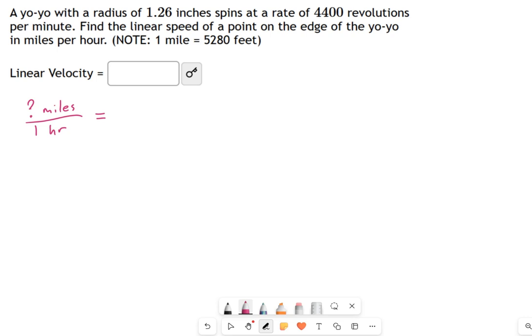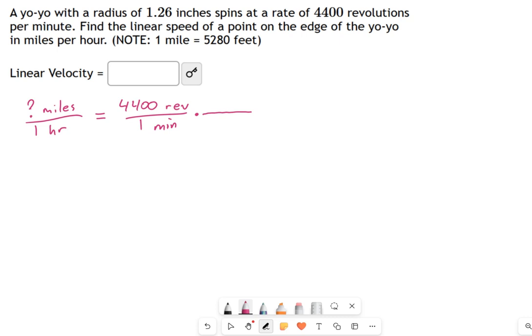And what I'm given is a very different speed. This is 4,400 revolutions, which I'm just going to call rev, divided by 1 minute. So you can see the units don't match on either side of this thing. I've got speed on both sides, but on one side it's linear miles per hour, on the other side it's angular revolutions per minute.